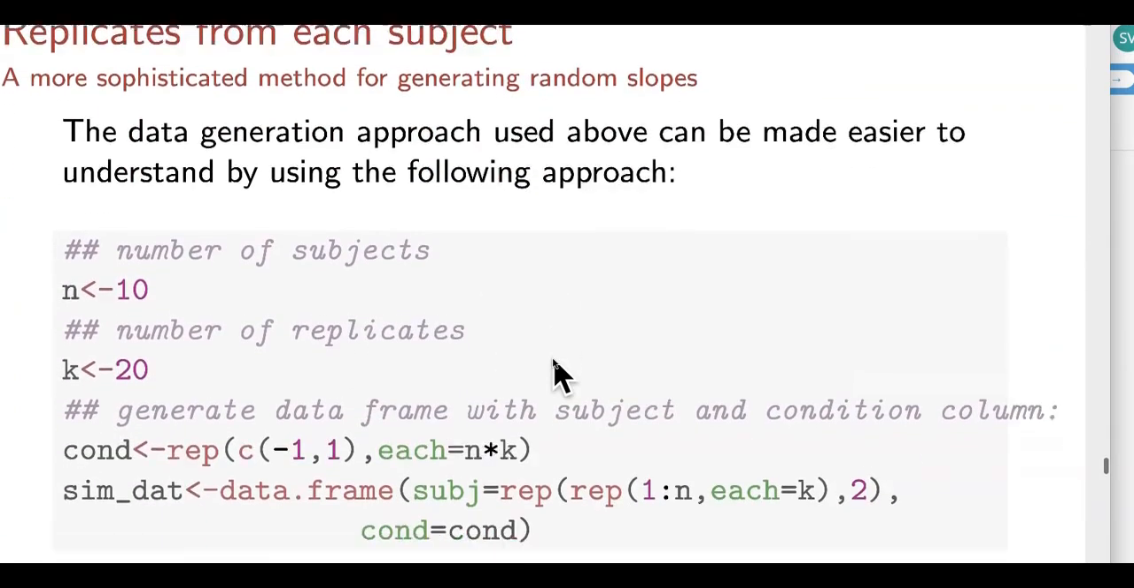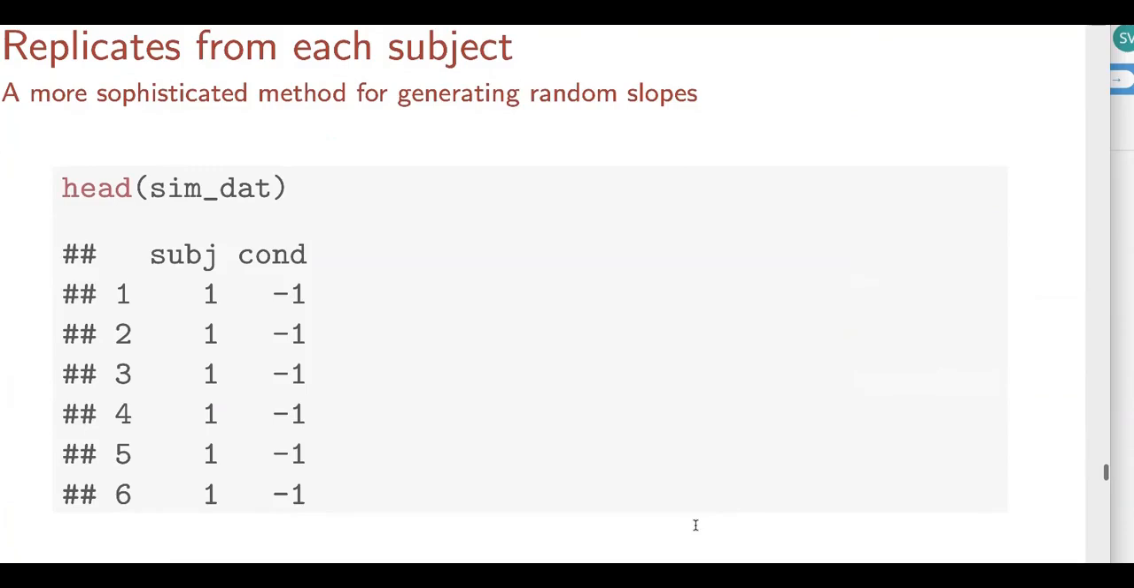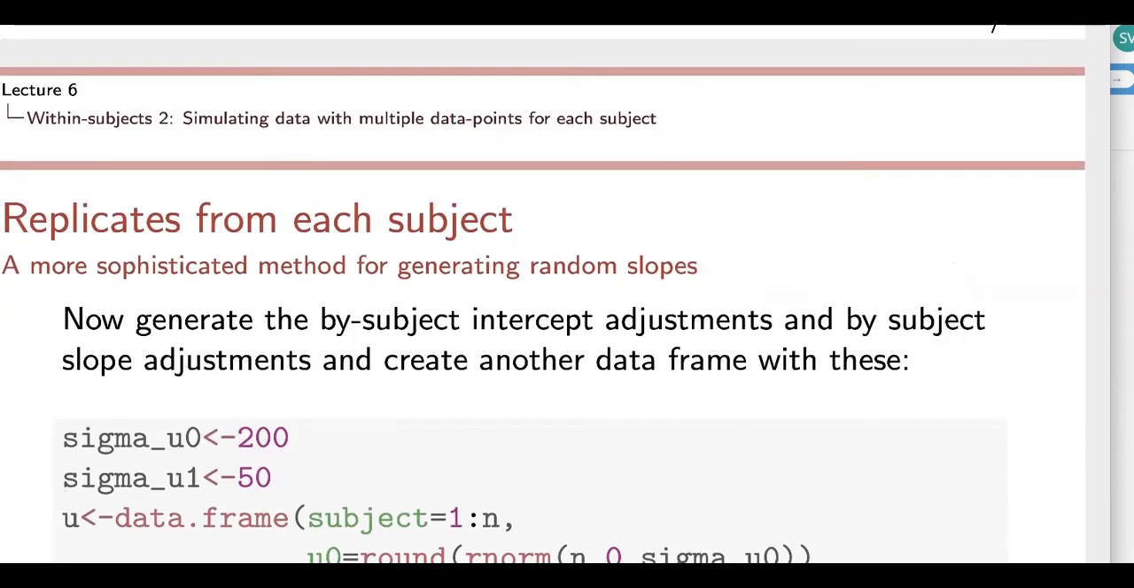Right, so this is where we're at. So what we're going to do now is, let's say we have 10 subjects and 20 replicates, right? And so we're going to do the usual thing that I've already shown you. This is not new. I'm going to generate my condition vector and generate my data frame with the subjects set up correctly and the condition vector set up correctly, okay? So now I'm going to add the simulated data to this data frame in the following way, okay?